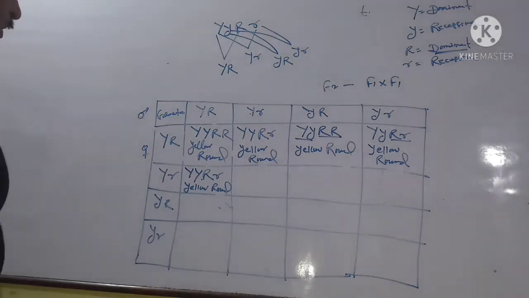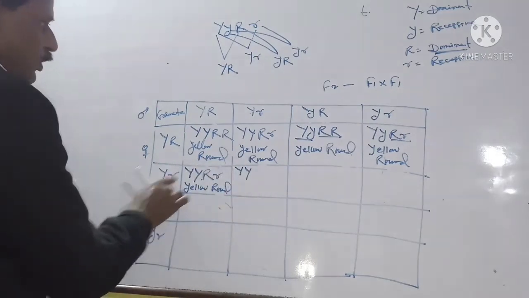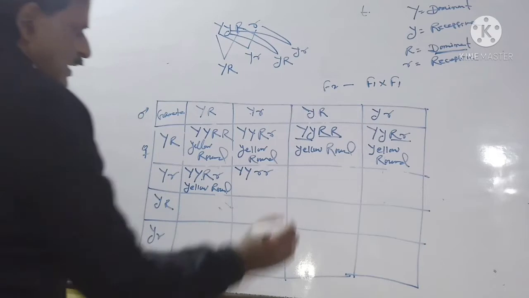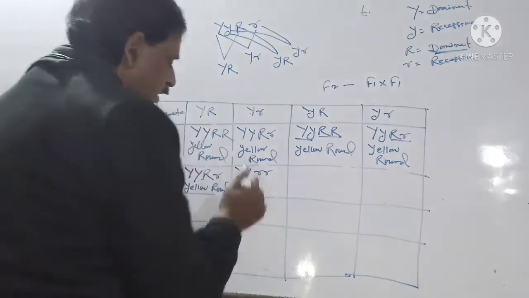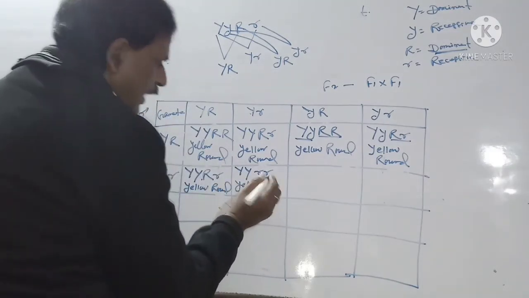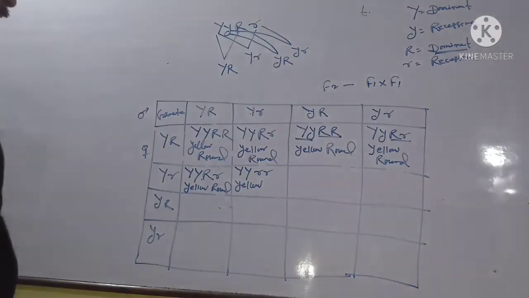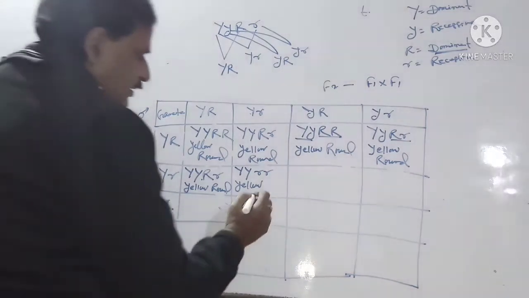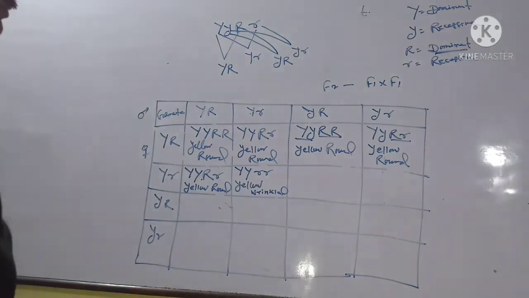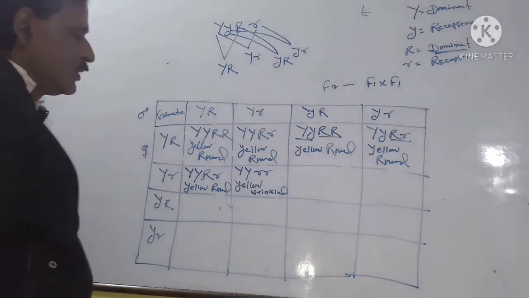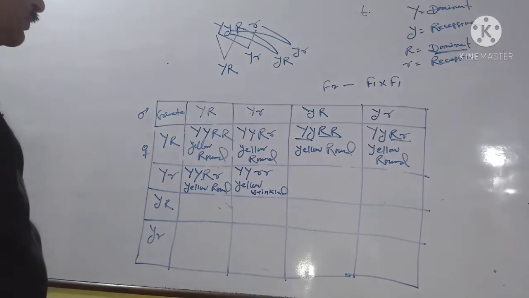The next is capital Y and small r. Here the character is changed. The capital Y is dominant and indicates yellow, while the small r is recessive and indicates wrinkle seed. So here the seed is wrinkle, because in the F1 generation the wrinkle character is recessive. In the F2 generation the wrinkle character is visible and the color is yellow.